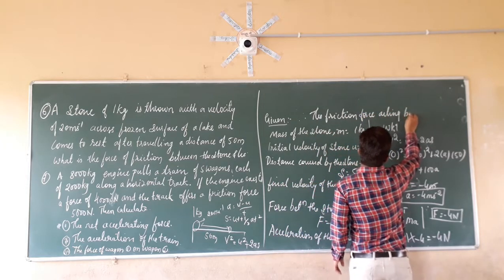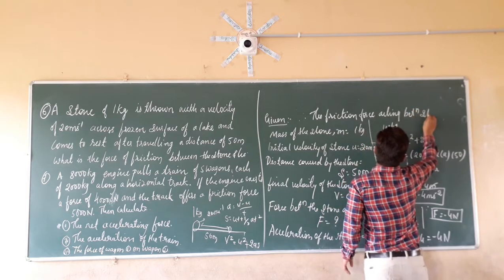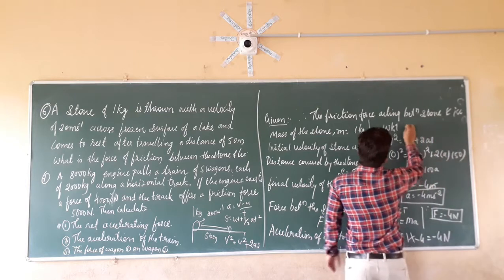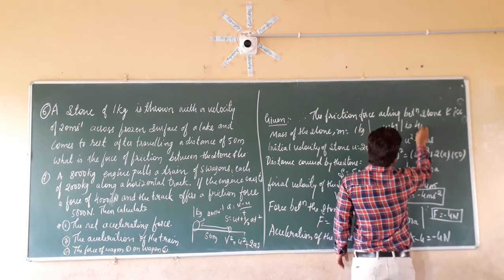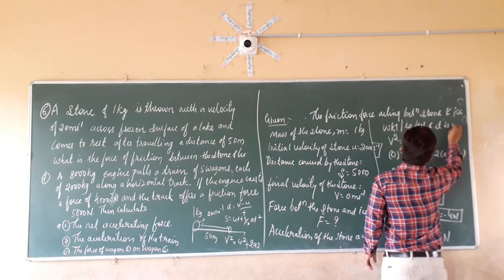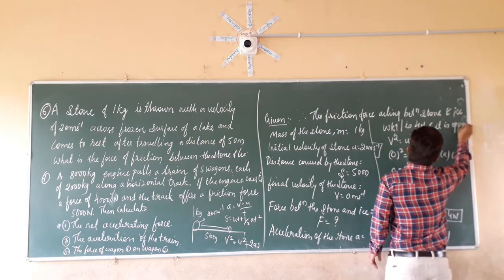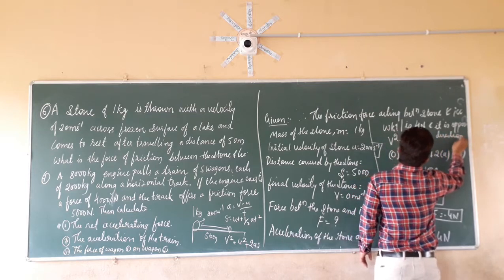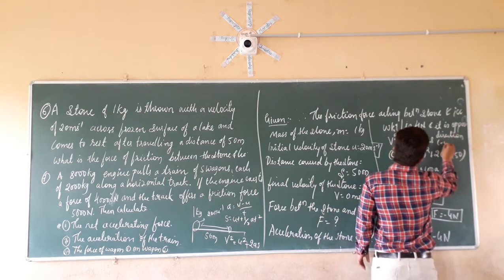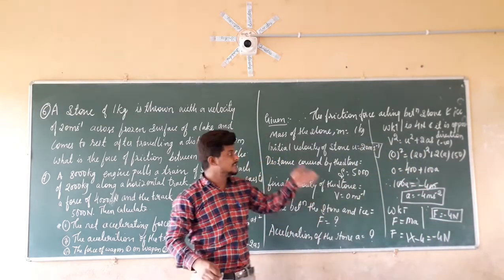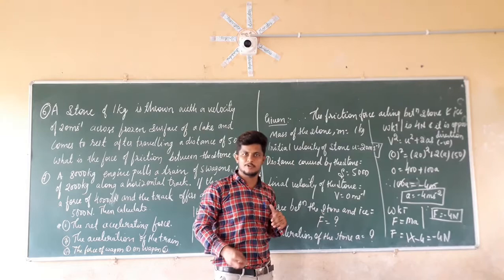The force which is acting between the stone and ice is 4 newtons and it is in the opposite direction. Why opposite direction? The negative sign indicates the opposite direction. If it is positive, it will be in the same direction. If it is negative, it is in the opposite direction.